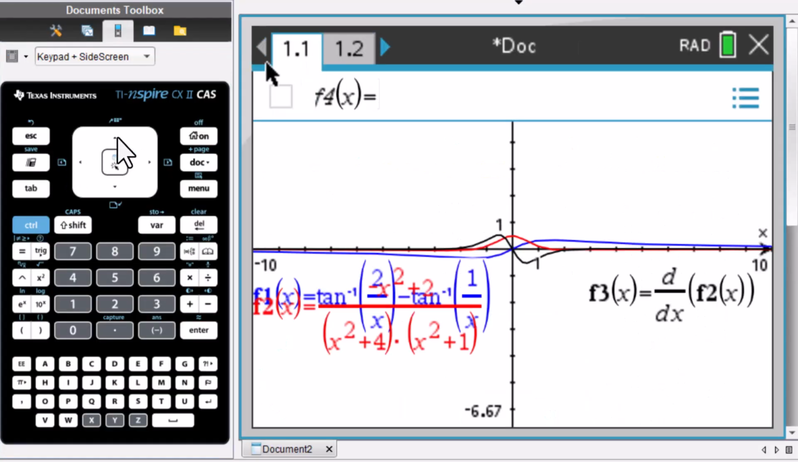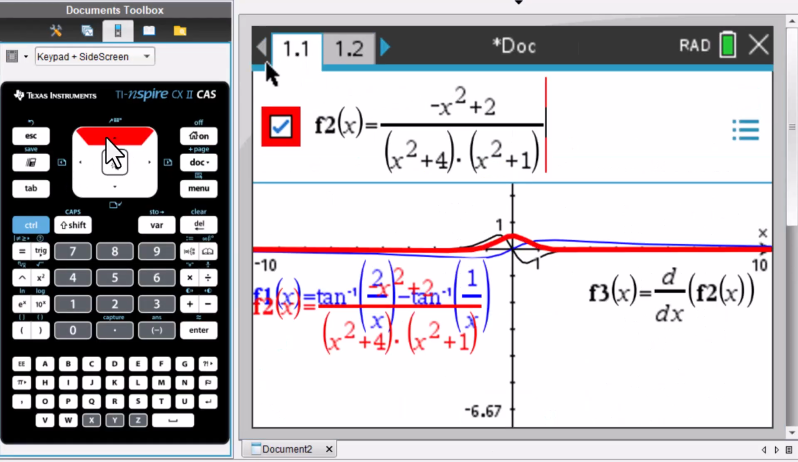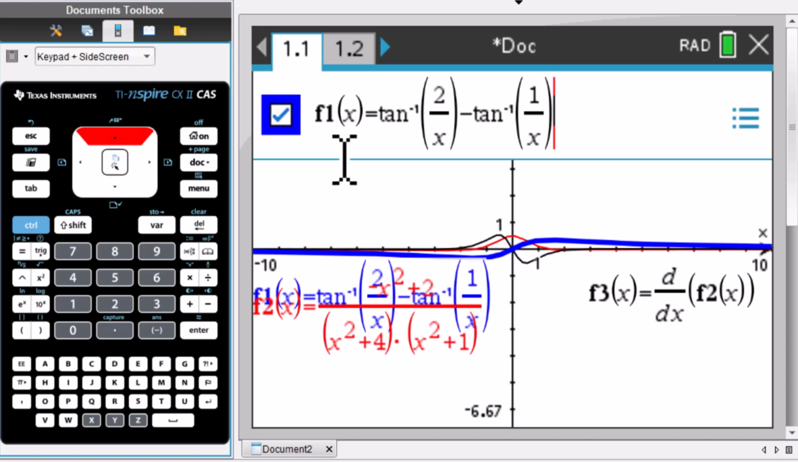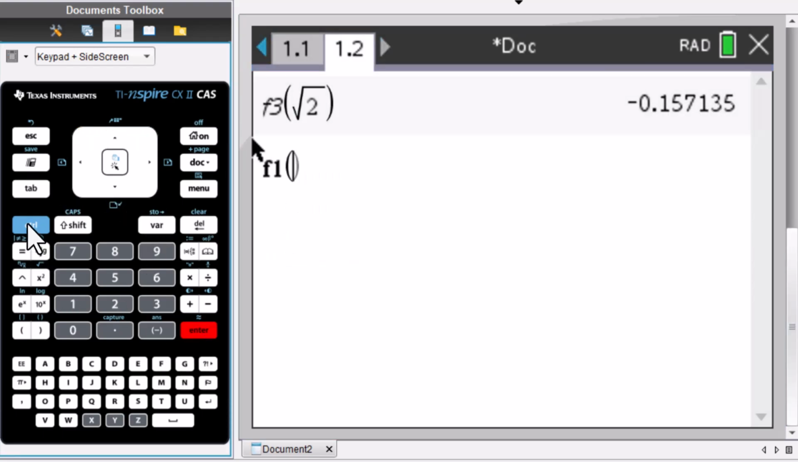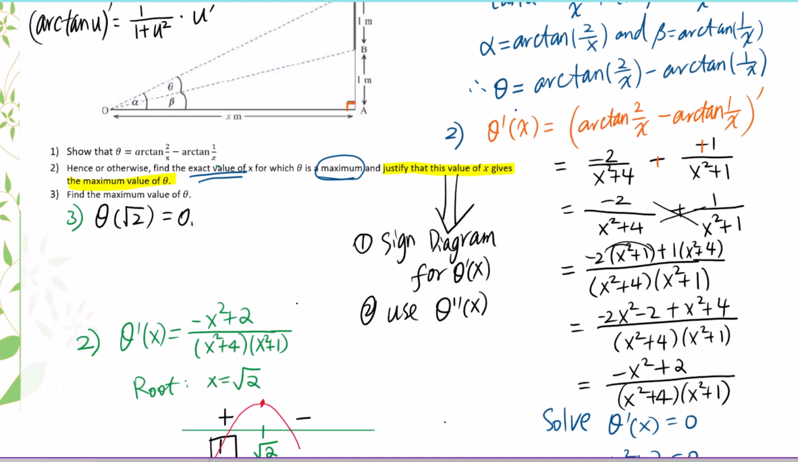Theta of square root of 2 equals, let's go to the calculator. We already put f1 of x as the function for theta. So f1 of square root of 2, enter. 0.340. This is the maximum value of theta.